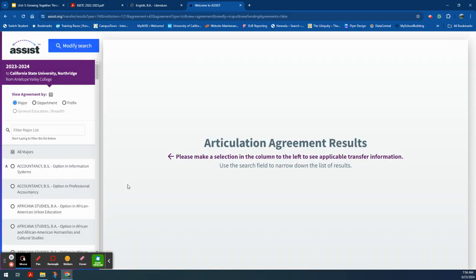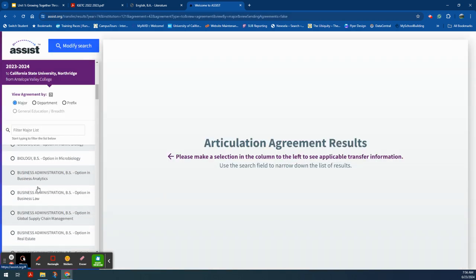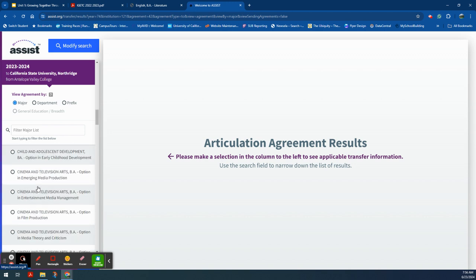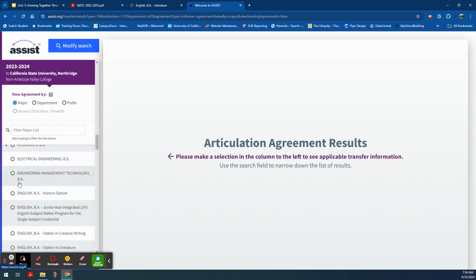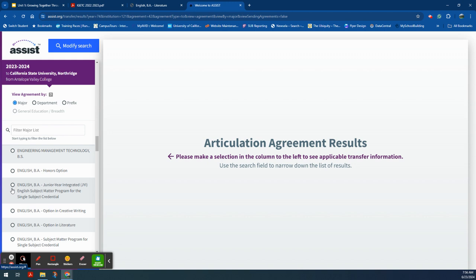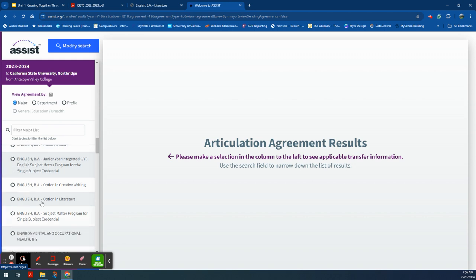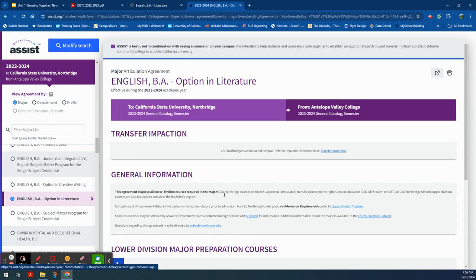So I'm going to view the agreement, and then it'll list majors. So remember, I'm looking for English. So I'm going to scan down and I'm going to look for English. And I'm looking at a bachelor's degree. I'm not doing an honors option. I'm not doing the junior. I'm doing English with option in literature, bachelor's degree. So I'm clicking on that one.